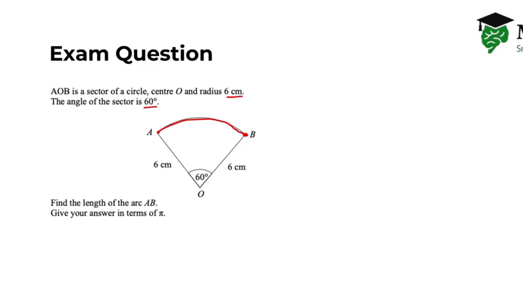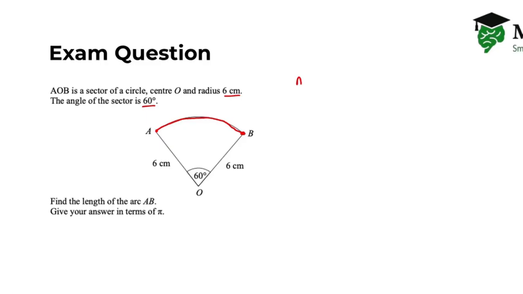To work out the length of the arc, we're going to use our formula, which is angle over 360 multiplied by pi multiplied by diameter. The angle we've been given is 60, over 360. We're then going to multiply by pi, and then by the diameter. What we have been given is the radius, so to work out the diameter we need to double it, or multiply by 2. So it's going to be 12, and we multiply by 12.